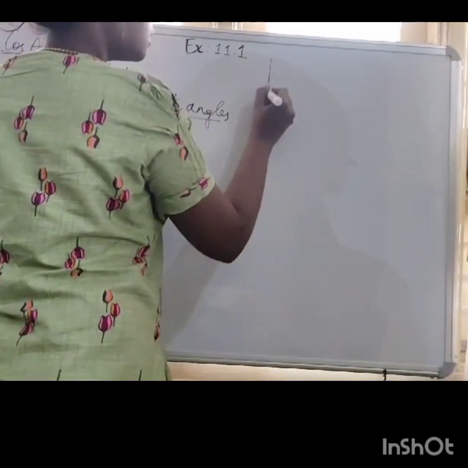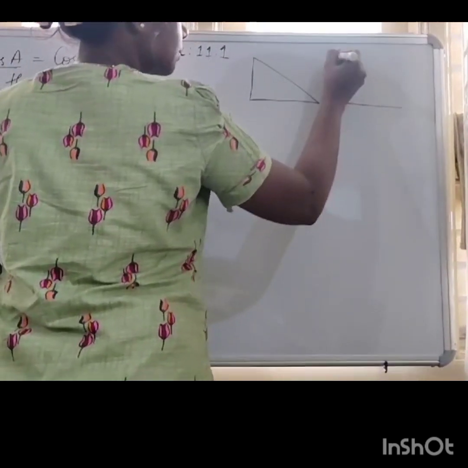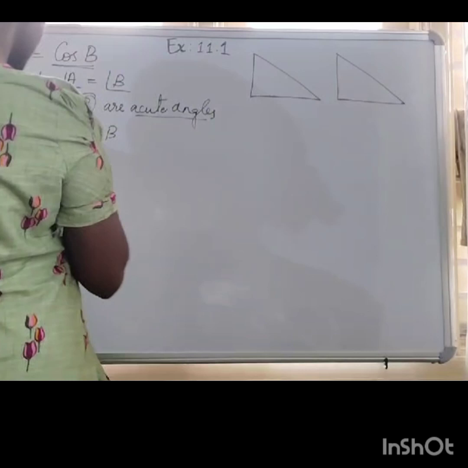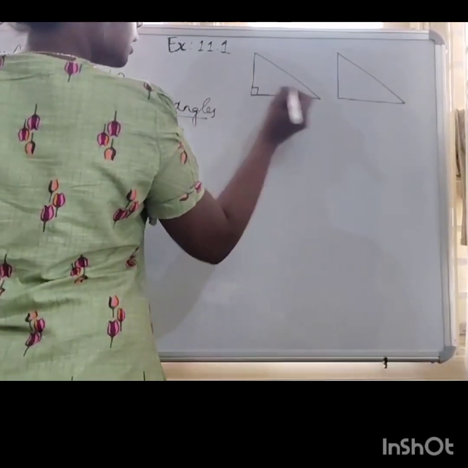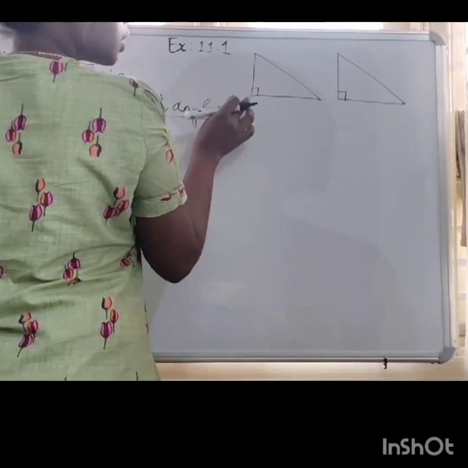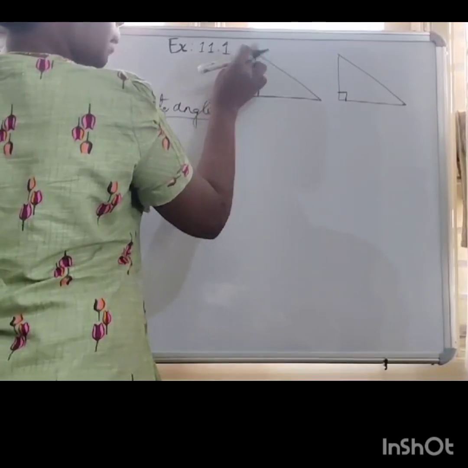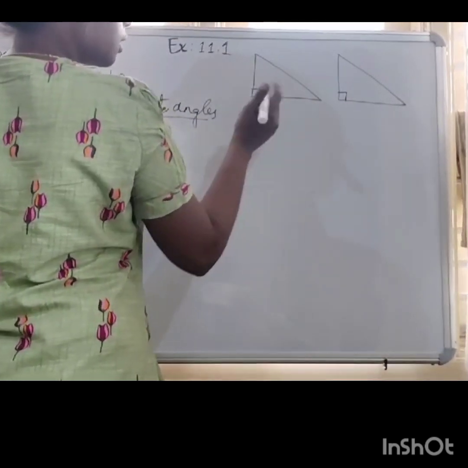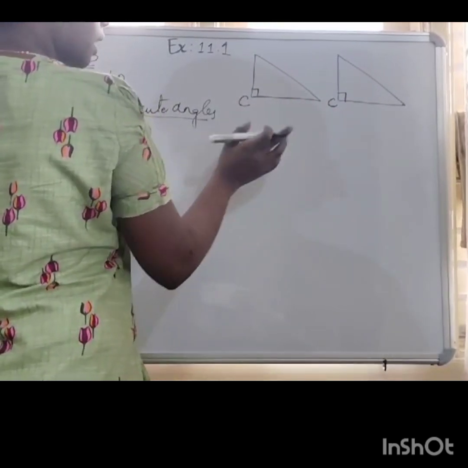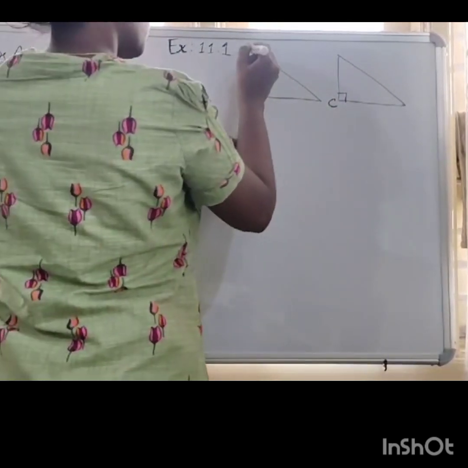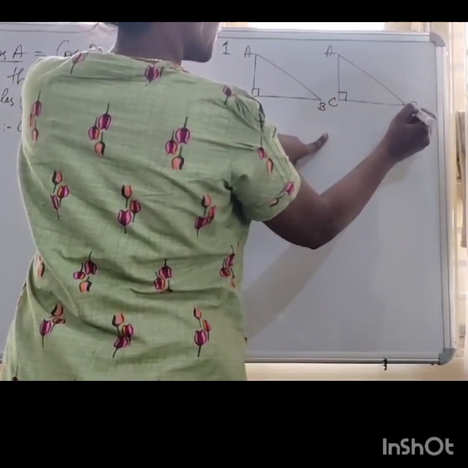Now let us consider two right angle triangles. Now they are saying A and B are acute angles. So here we are not supposed to write B or A at the right angle, because they are saying it is an acute angle. So either A should come here or here, and B should come here or here. So here A and B won't come, so always C will be there in this question. Now here we will put A and B. Here also we will put A and B.